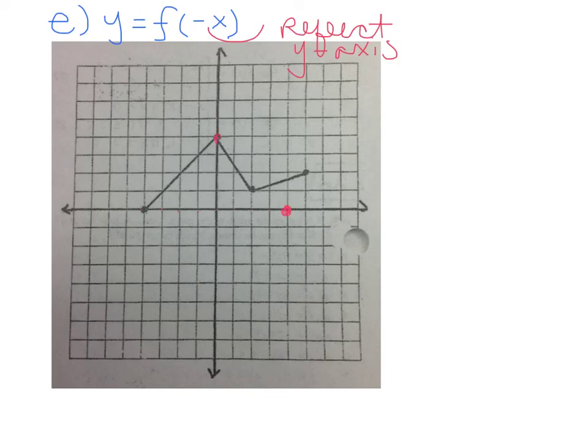This point is on my y-axis, so it's not going to move at all. The distance from the y-axis to this point is 1, 2, so that means I go to the left 2. And then the distance from the y-axis to this point is a distance of 1, 2, 3, 4, 5, so I go to the left 1, 2, 3, 4, 5. Connect your points. It's going to look a little crazy, but again, it was reflected over your y-axis this time.